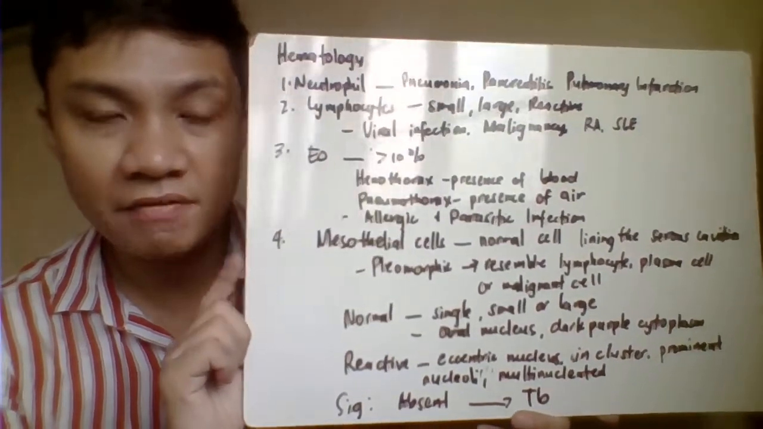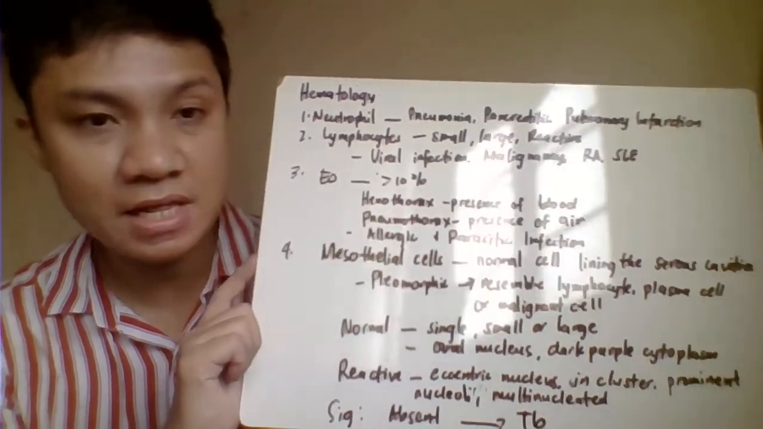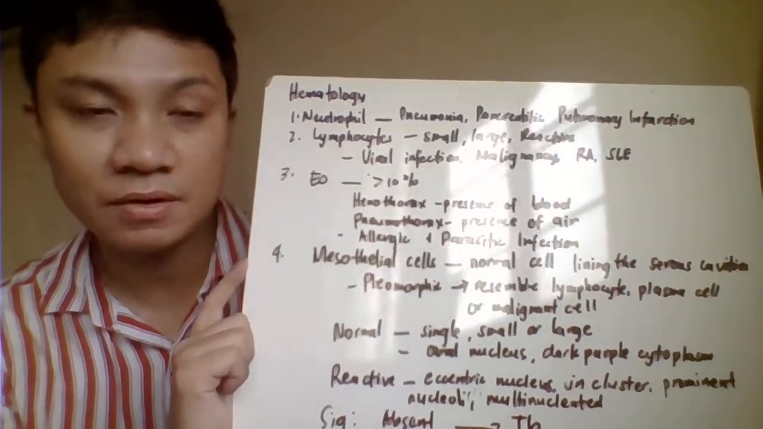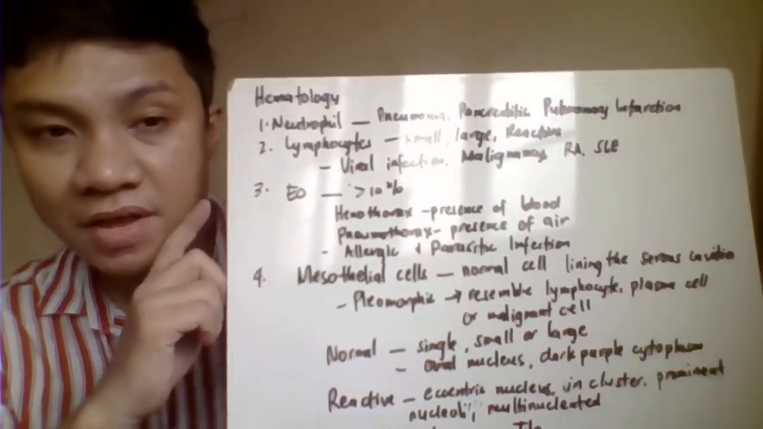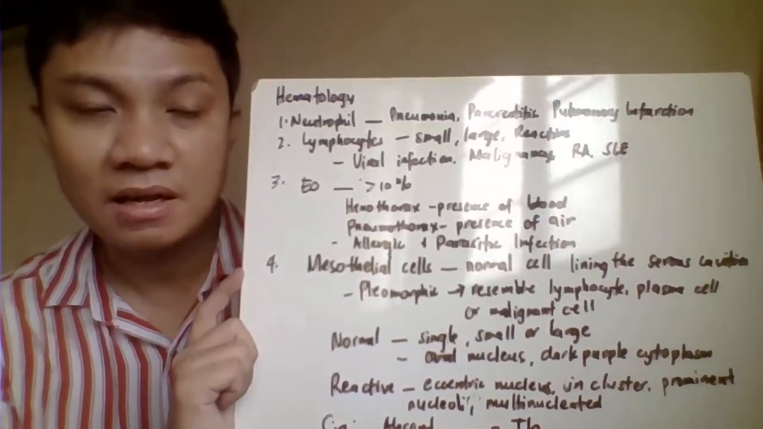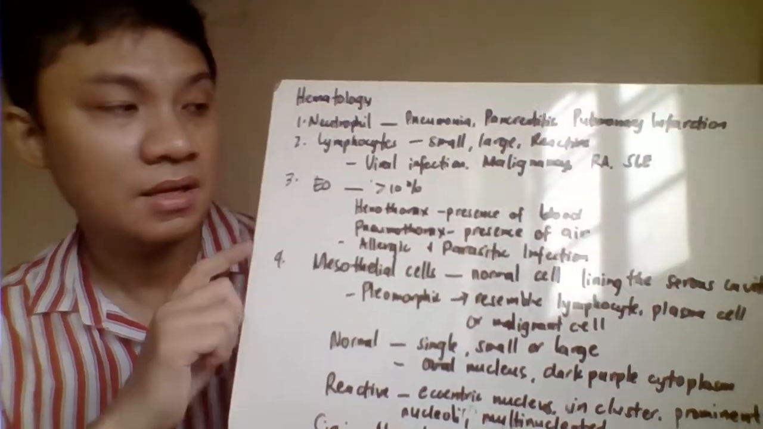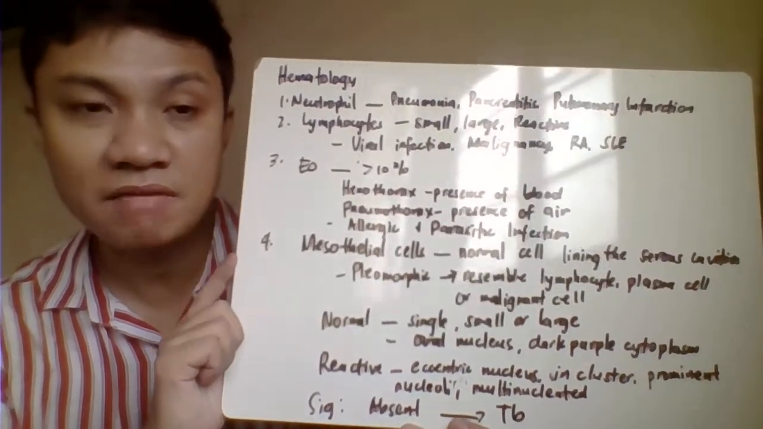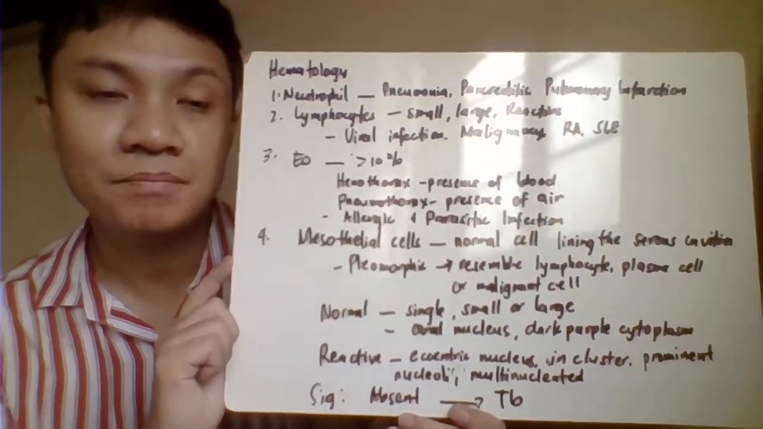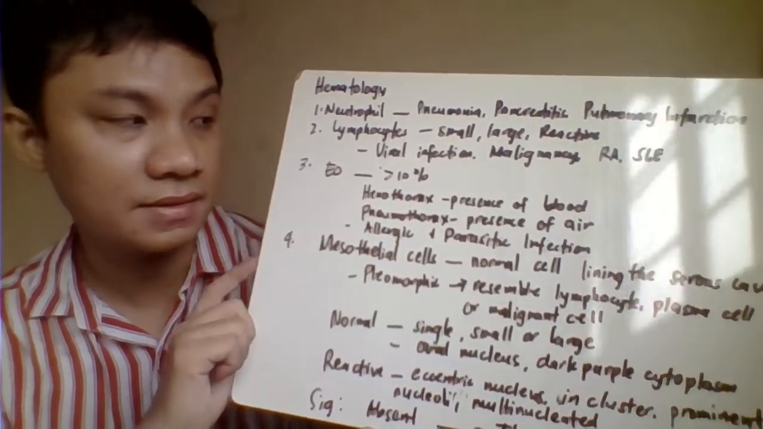Then we have the differential count. Most likely, in your pleural fluid, you could find different cells including neutrophils, lymphocytes, eosinophils, mesothelial cells, and many others, or even malignant cells. The presence of a high concentration of neutrophils would be related to infection, pneumonia, pancreatitis, or even pulmonary infarction. Lymphocytes may appear small, large, or even reactive, and that might be related to viral infection, malignancy, or even autoimmune disorders like SLE and RA, rheumatoid arthritis.